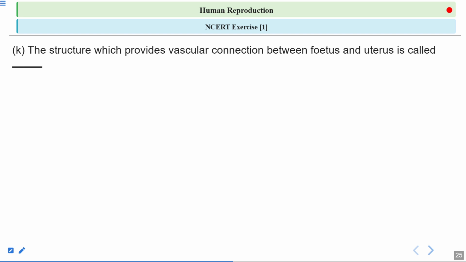The next one: the structure which provides vascular connection between fetus and the uterus is called. So you have to name that structure which provides the vascular connection between the fetus, or you can say the embryo, and the uterus. What is the name of that structure?